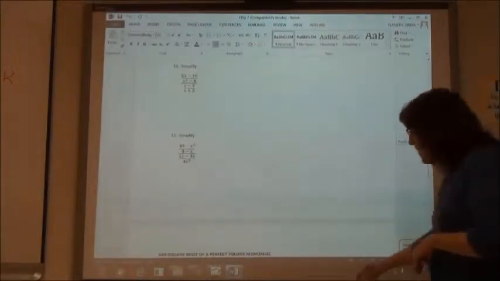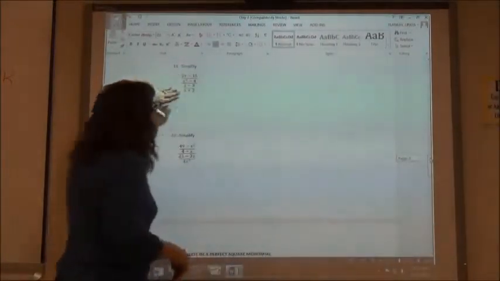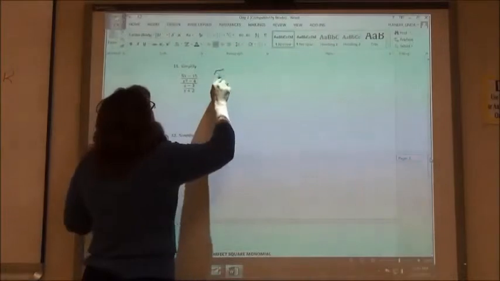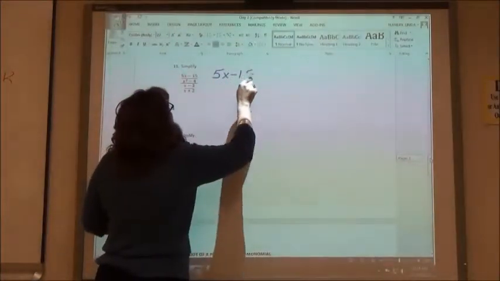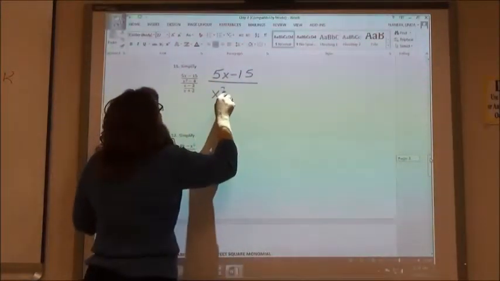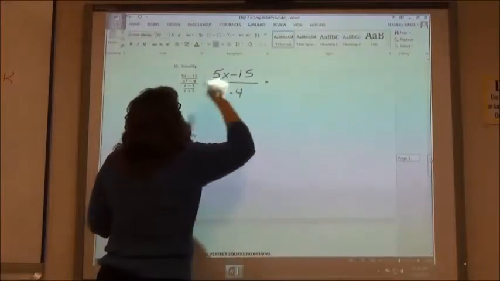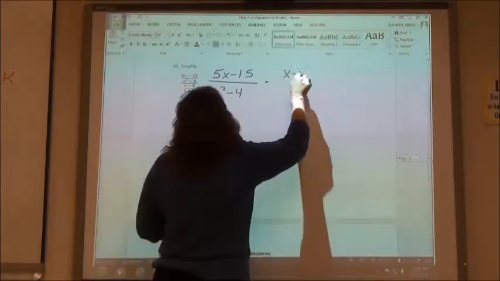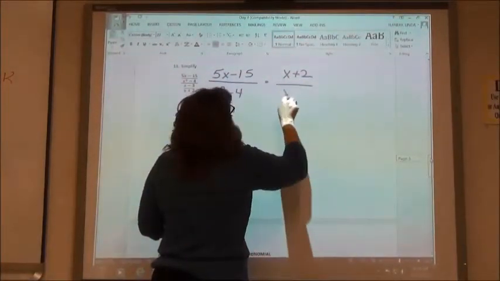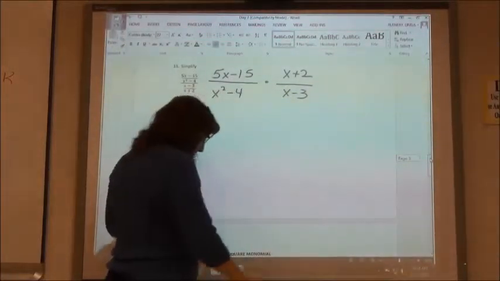Number 11, same kind of thing. I'm dividing my fractions, so I'm going to leave the first one, 5x minus 15 over x squared minus 4. I'm going to multiply by the reciprocal. x plus 2 goes on top. x minus 3 goes on the bottom.